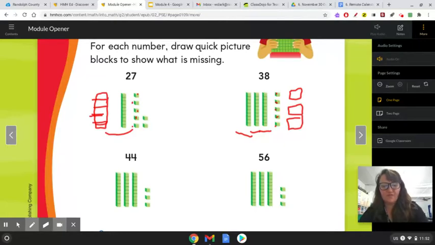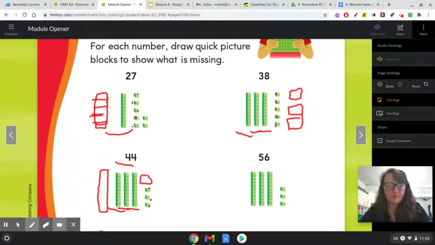All right, and then 44. Ooh, looks like we're missing quite a bit. We have 10, 20, 30, 31, 32, 33. Uh-oh. We're missing a 10 because first, remember, we have to have 4 10s. So 10, 20, 30, 40, and then we need one more box, little box, or block, sorry.